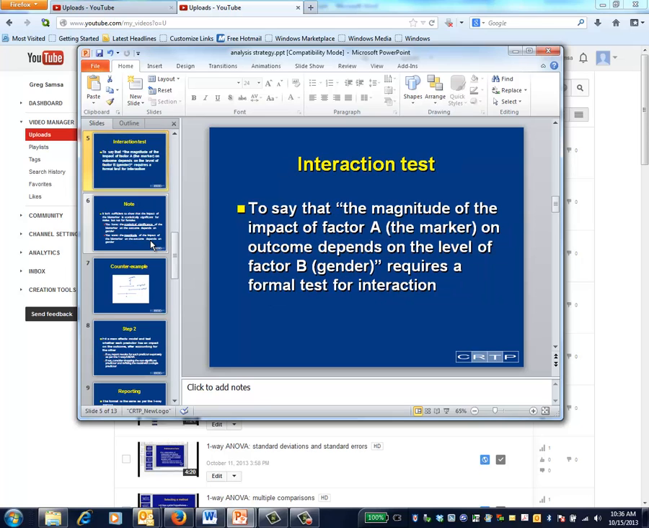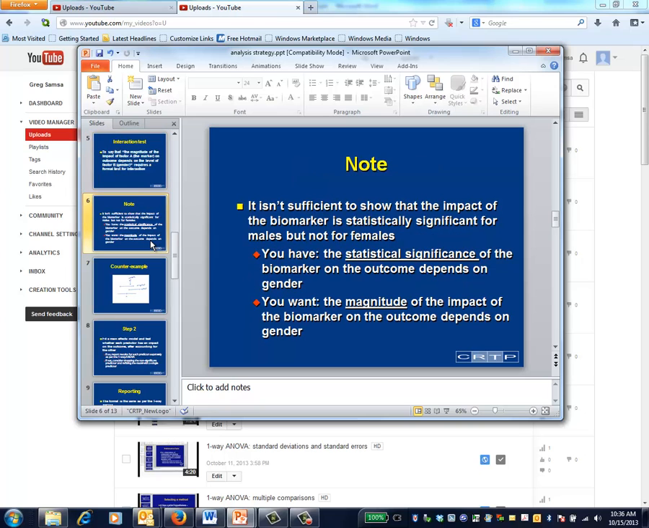In the example, saying that the biomarker has a differential impact on outcome by gender requires a formal statistical test for interaction. It isn't sufficient to show that the impact of the biomarker is statistically significant for males but not for females. As illustrated in the slide, that's saying a different thing.